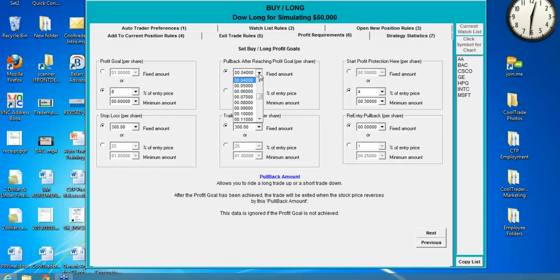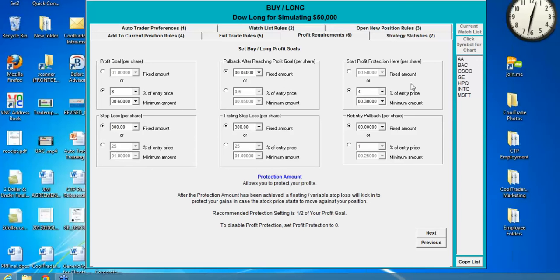And if you want to play with this, you can tighten it up and say 3 cents, or you can give it a little more room, 10 cents. It just depends on the strategy that you're running and the stock that you're using. But 4 cents is fine there. So you can work off of percentages if you want to do that. You can always work off of percentages or a fixed dollar amount. Now we added another feature.